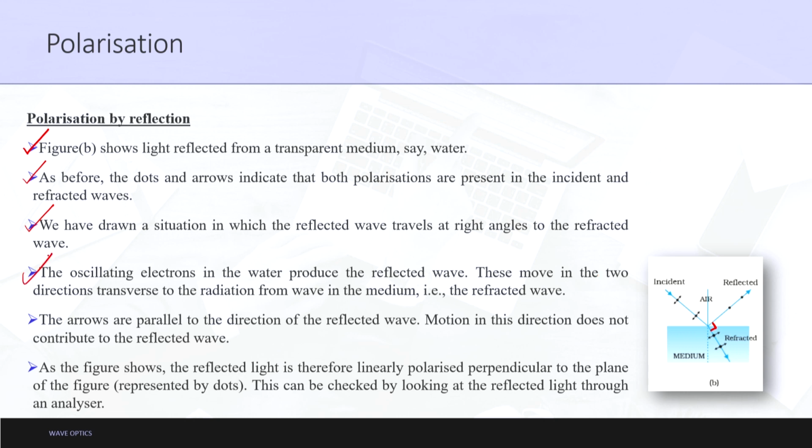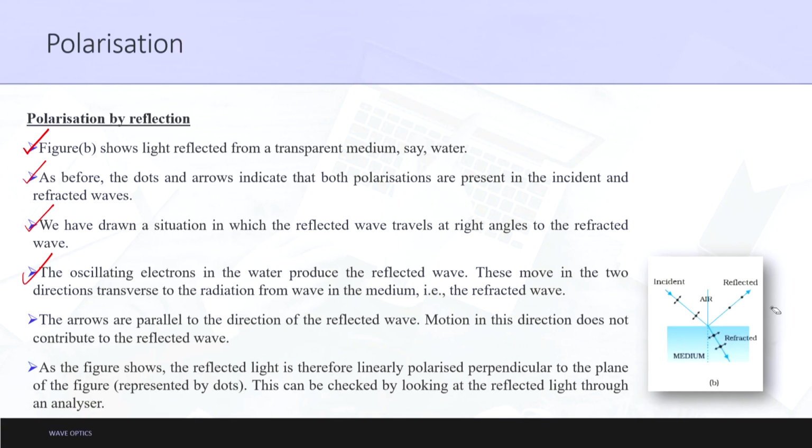So what it is trying to say is that the oscillating electrons produce reflected waves. The electrons at this point go in this direction. So what happens? The oscillating electrons in the water produce a reflected wave. Electrons are present here, so due to that, a reflected wave has been observed. Similarly, these move in two directions, transferring the radiation from the wave into the medium, that is the refracted wave. So what happens? Because of oscillation, the movement of the wave has happened in two directions. One was a reflected wave, one was a refracted wave.